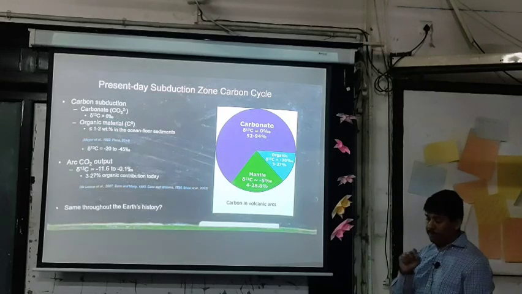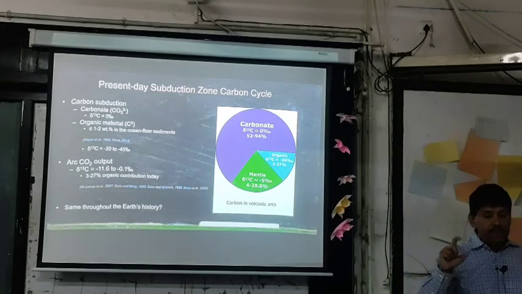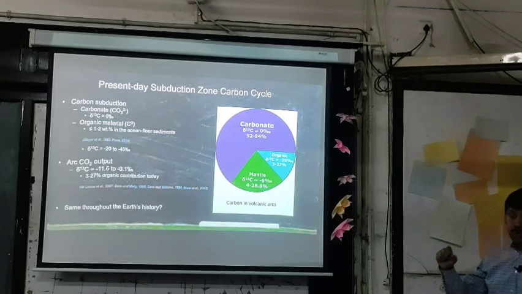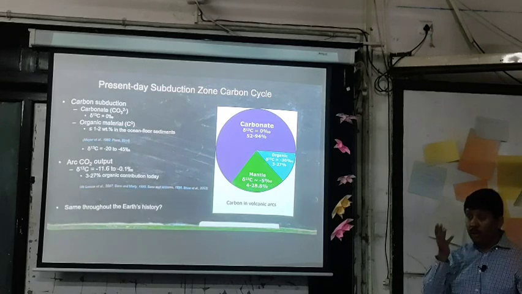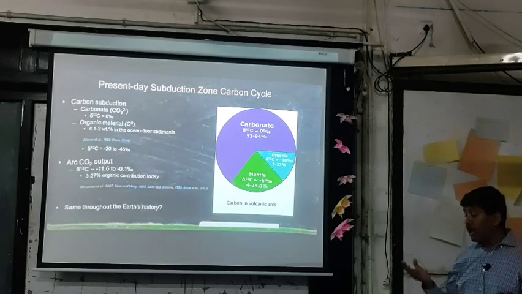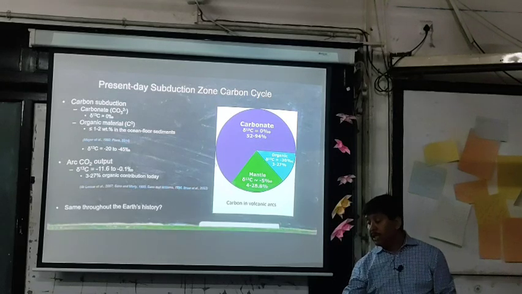In the present subduction zone carbon cycle, we can try to get a sense of the contribution of organic carbon, which, by the way, in terms of carbon isotopes, is light carbon. So if you look at the 13C/12C ratio of carbonates, organic carbon, and so on, the mantle has a minus 5 per mil. Carbonates are 0, and organic carbon can be as light as minus 25 to minus 40, so much lighter.